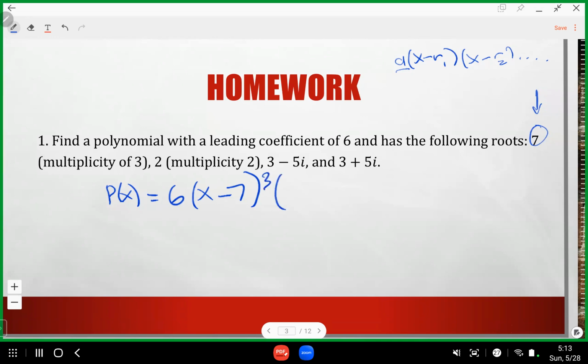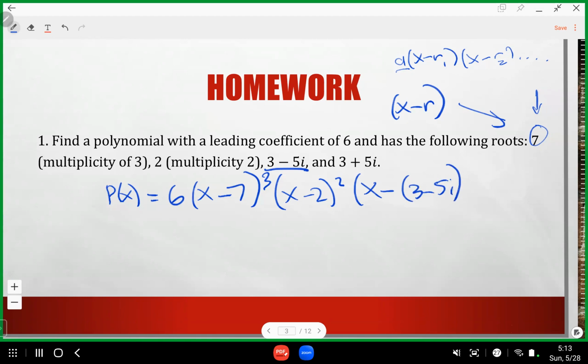All right, and next? 2. x minus 2 to the power 2 and... Remember, a linear factor is x minus r, where r is the root. So if this is the root, what is it? x minus 3 minus 5i, and the other one is x minus 3 plus 5i. Right, very good.